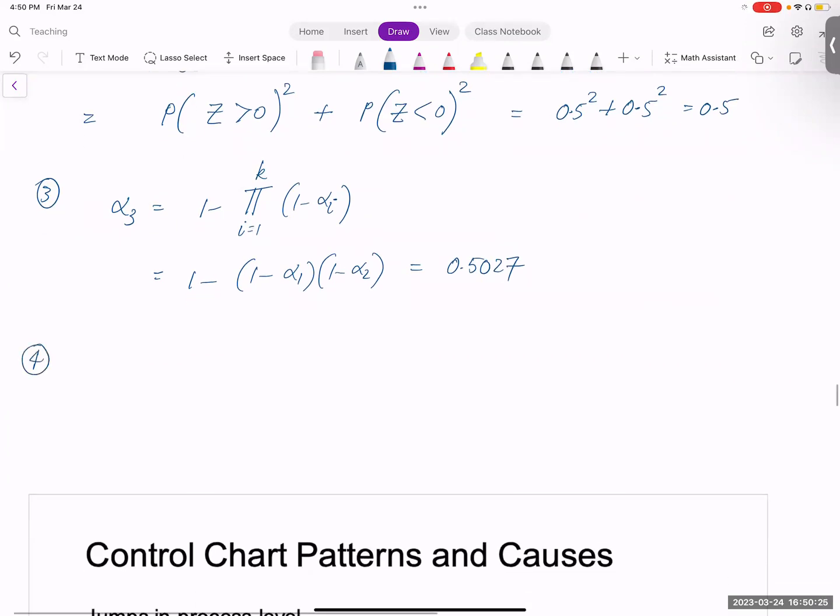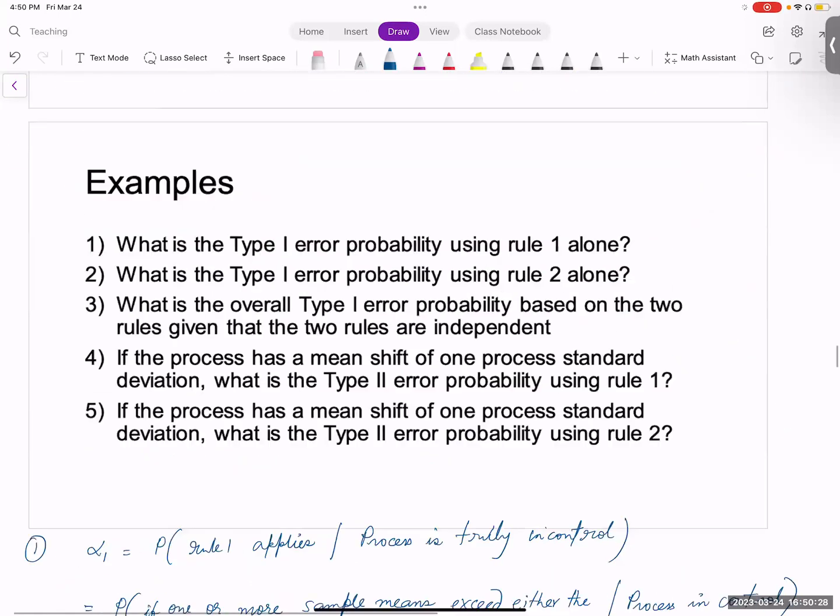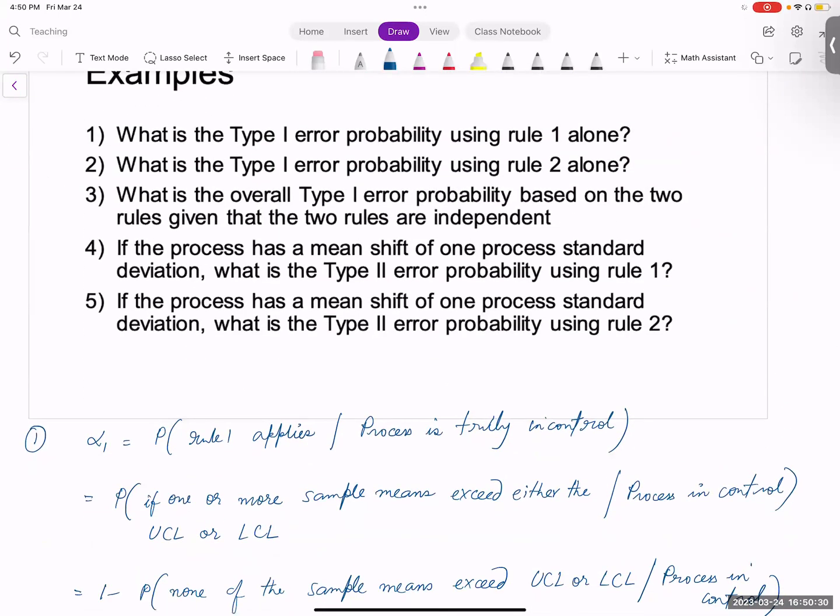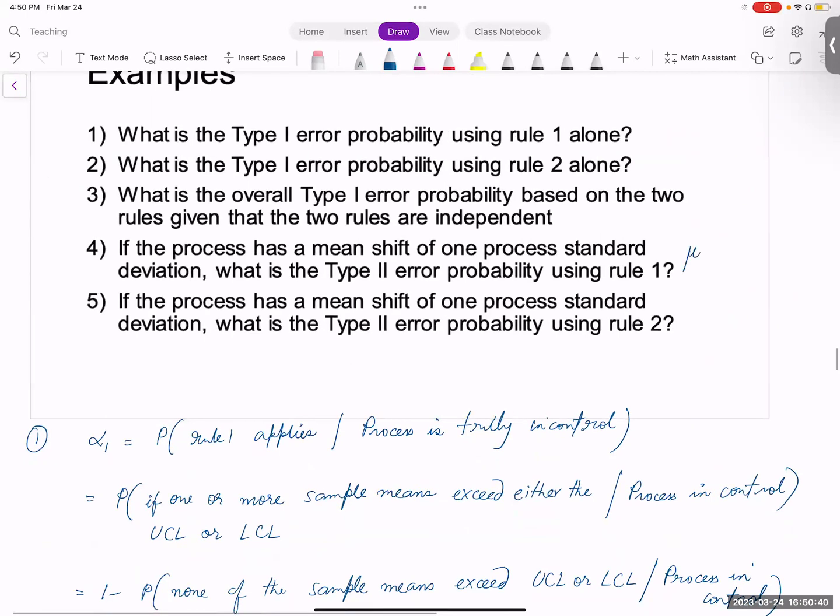Right, let's look at question number 4. Question number 4 says, if the process has a mean shift of one process standard deviation, what is the type 2 error probability using rule 1? So mu1 is equal to mu0 plus 1 sigma. There is a one process standard deviation shift, so this is your delta. Remember, to compute type 2 error, you need to have delta. Once you have delta, you can compute type 2 error. We are using rule 1 in question number 4, and rule 2 in question number 5.